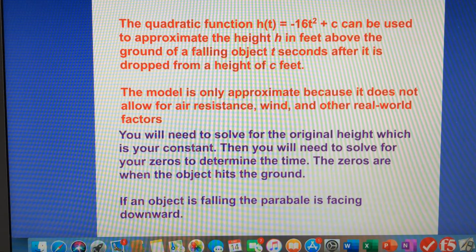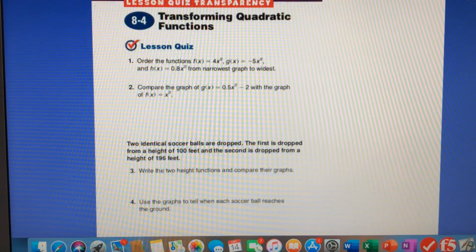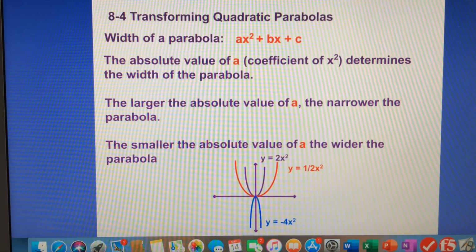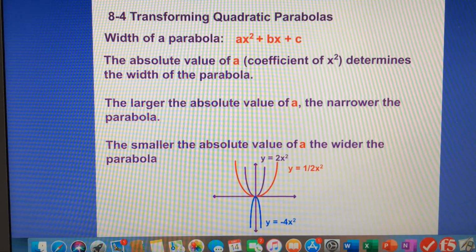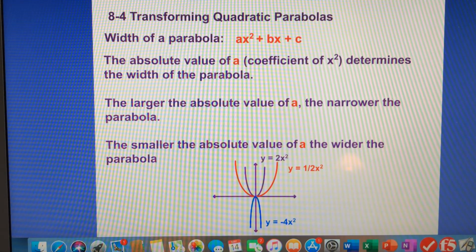Let me take a look real quick also at 8-4. Oh, I don't want to start at the beginning. Here we go. Transforming quadratic parabolas. Actually, I'm going to wait. I'm sorry. I'm going to make this a separate video. Sorry.